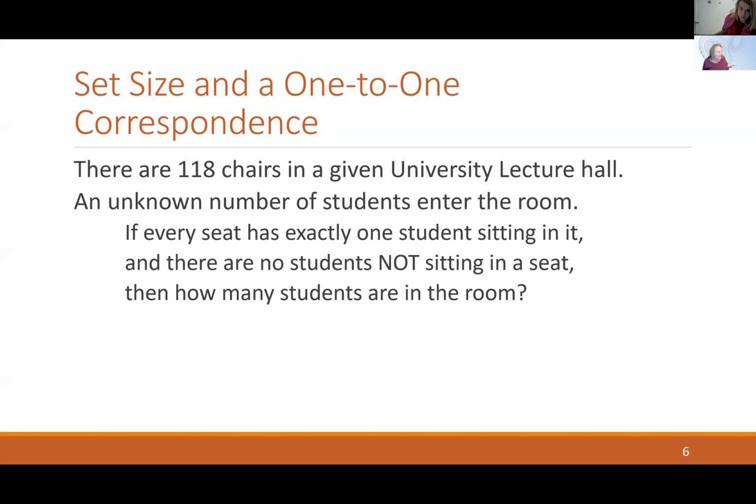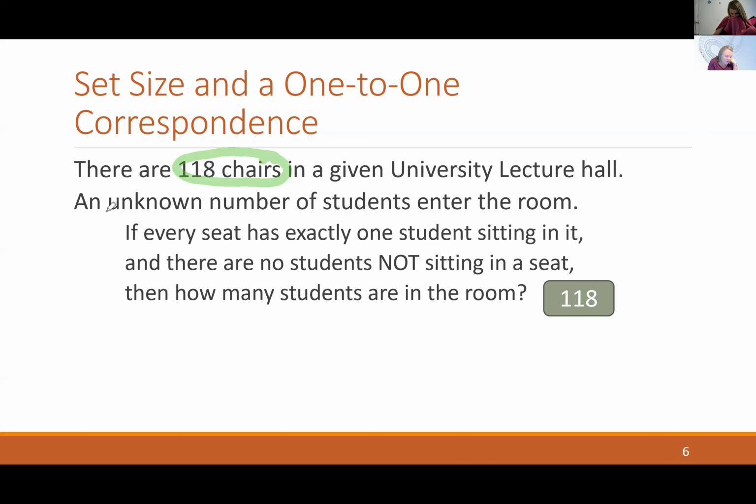Thank you for sharing your thinking. So if there's 118 chairs and we don't know how many students, oh, it's not marking up. Hold on just a second. Annotate, draw.